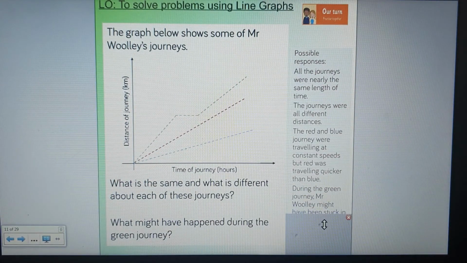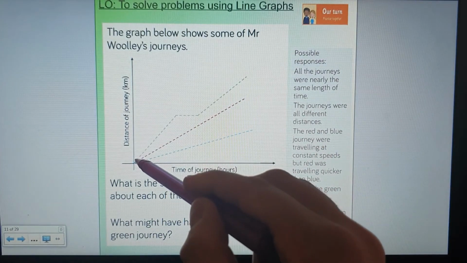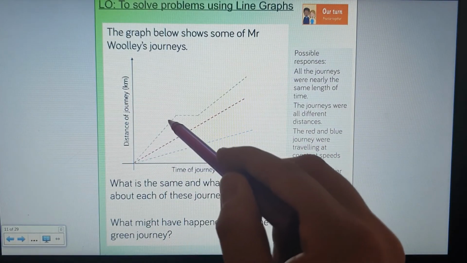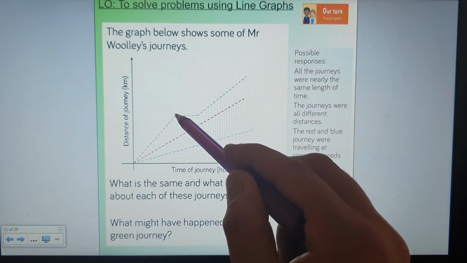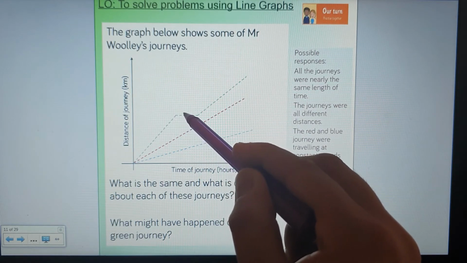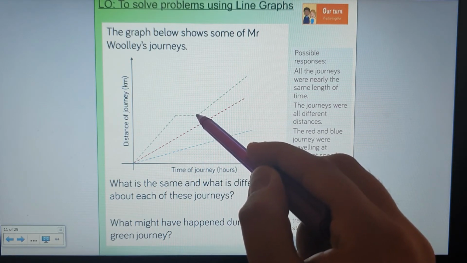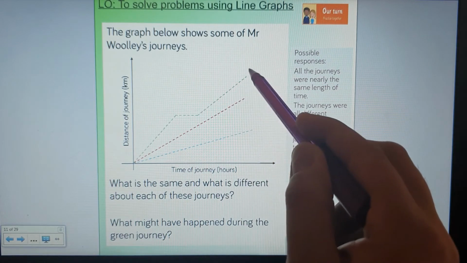During the green journey, Mr. Woolley might have been stuck in traffic or stopped for a rest. So he actually sped off quite quickly in this one because it's very steep. Then he might have stopped. It could have been a traffic jam, an accident. He might have just stopped at the service station or to see someone. And that's the amount of time he did stop for. And then he started his journey again and he carried on.